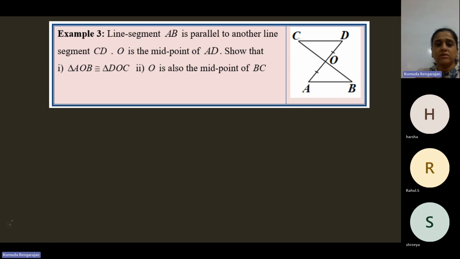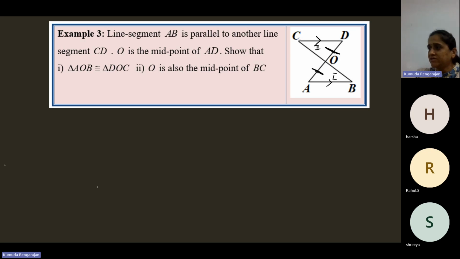So in this one, line segment AB is parallel to another line segment CD. O is the midpoint of AD, so it's marked here. O is the midpoint of AD, so those two pieces are equal. Show that this first triangle is congruent to the second triangle.